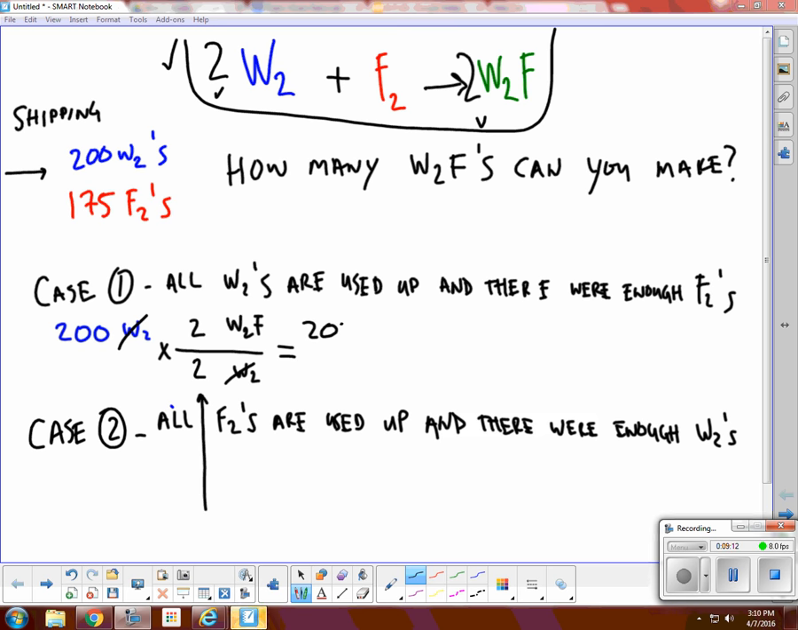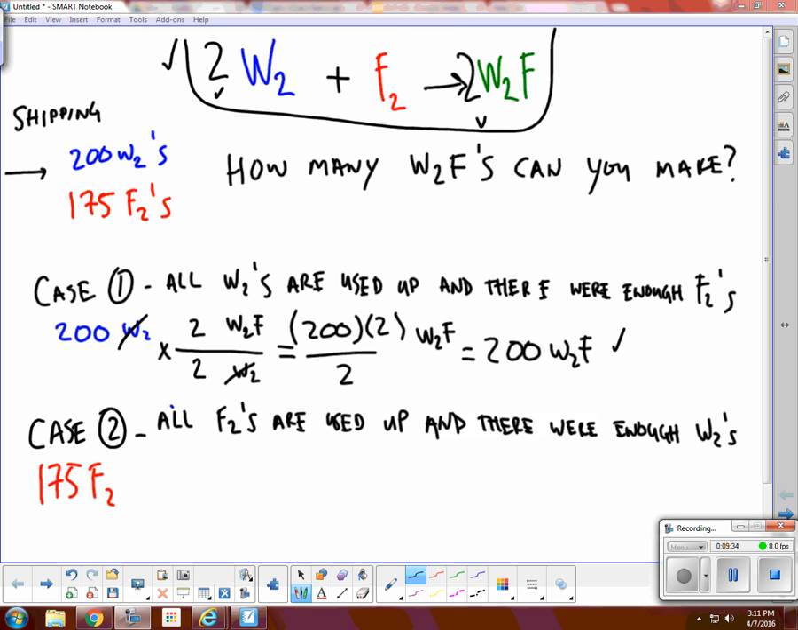And if we use the math we've been doing so far this unit, we can say 200 times 2 divided by 2, and we have bikes as our leftover unit. That's going to be 200 bikes. So case 1 yields 200 bikes. Let's check case 2 to see how many bikes we make there.